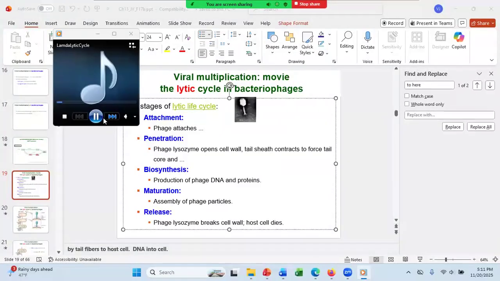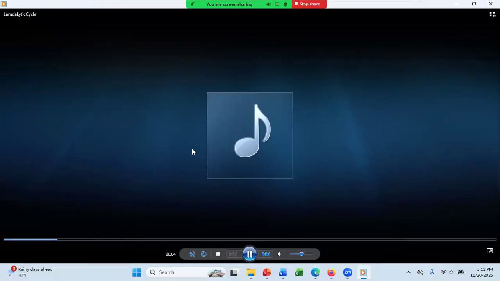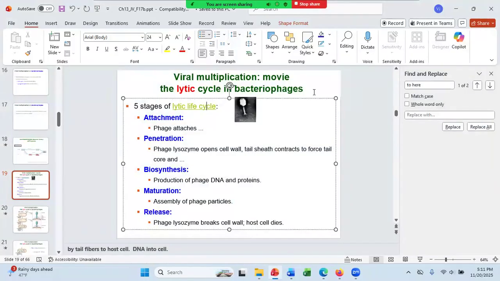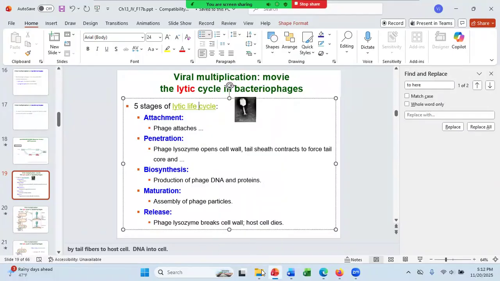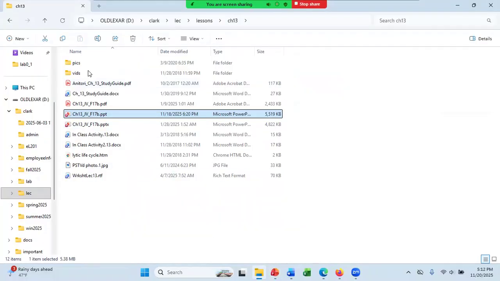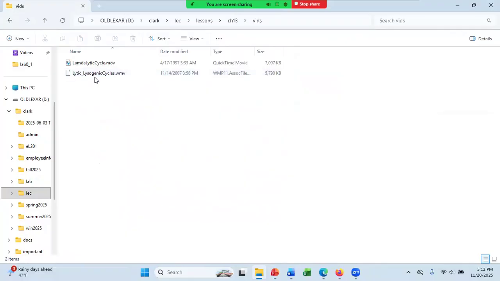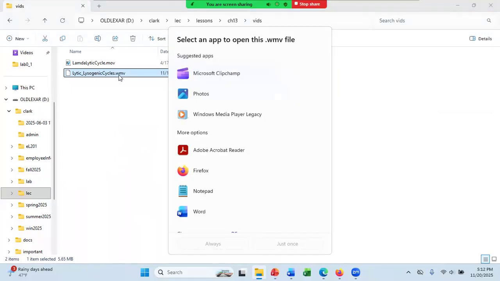First, the phage particles stick to the surface of the bacterial cell. They bind to specific... Yeah, this is not showing you the movie. Where can I find that? Come on.